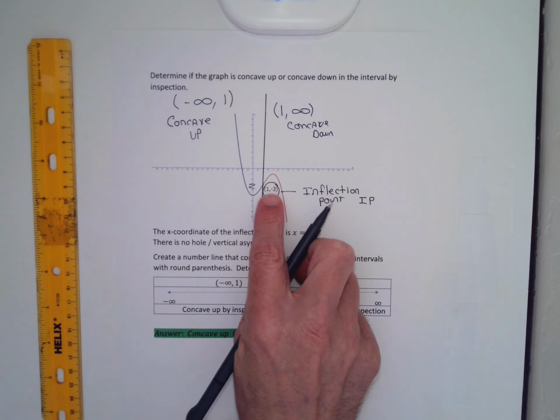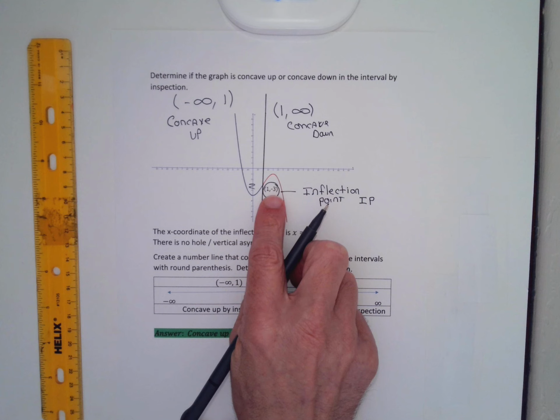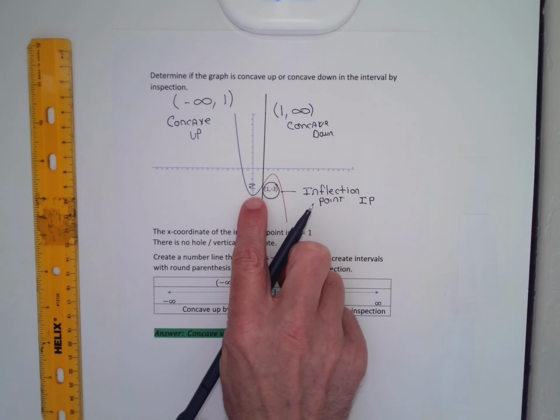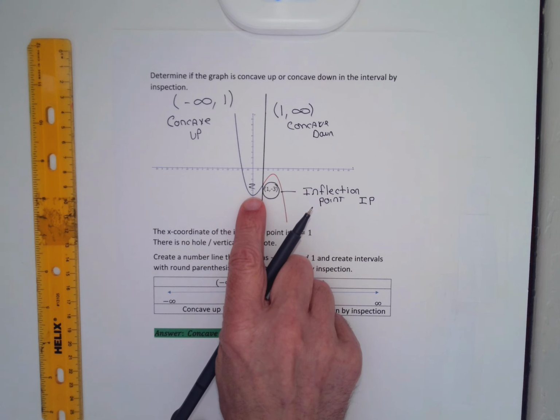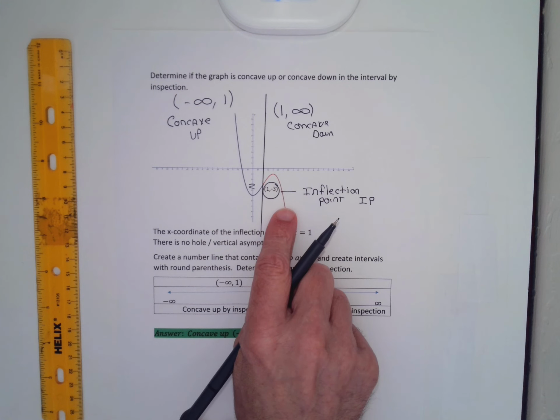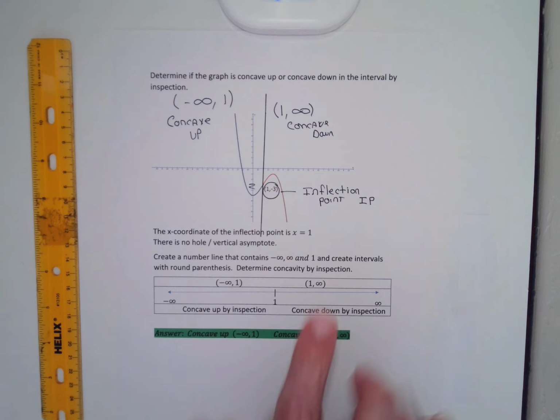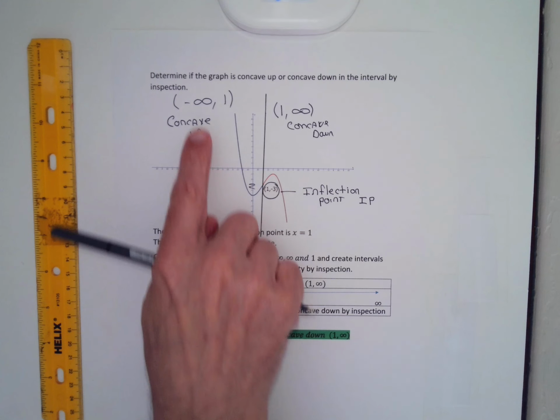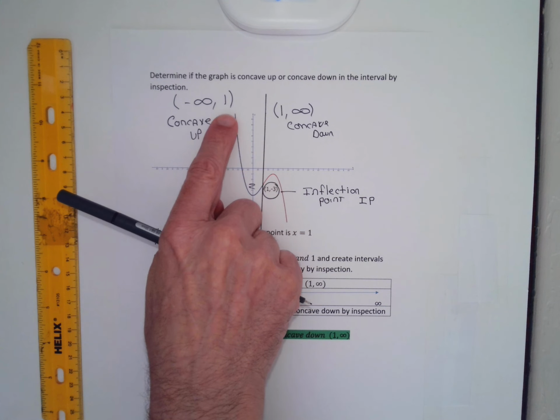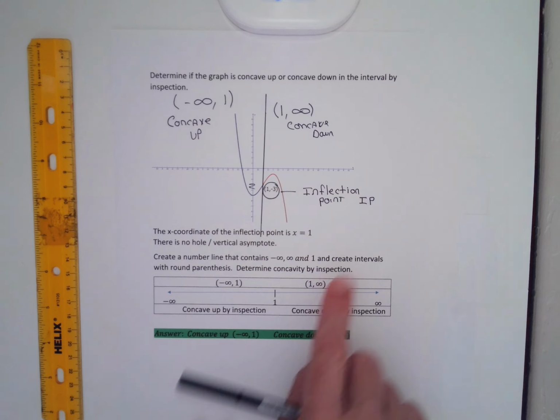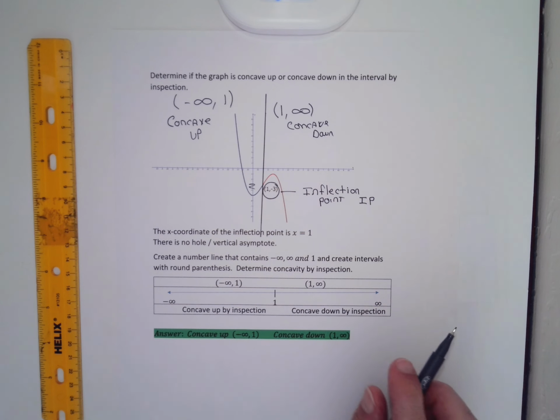If I draw the graph clear enough, you should be able to know what the inflection point is and tell whether the region to the left of the inflection point is concave up or concave down. Similarly, tell whether the region to the right is concave up or concave down. And I just wrote this graph is concave up in the interval from negative infinity to 1. It's concave down in the interval from 1 to infinity.